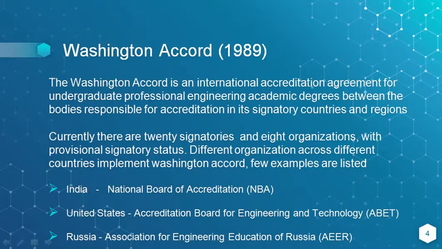And we are giving some examples. In India, we know that the National Board of Accreditation, NBA, is responsible. In the United States, the Accreditation Board for Engineering and Technology, commonly referred to as ABET, is responsible. In Russia, the Association for Engineering Education of Russia, AEER, is responsible.